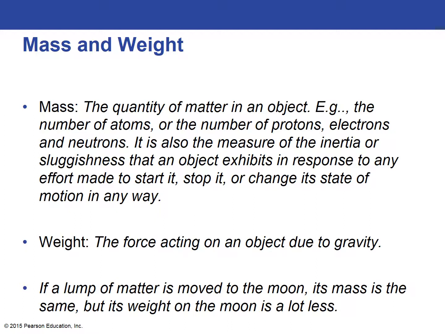So if I take this same lump of matter to the moon, we can say that it's got the same number of atoms and molecules in it, and therefore it has the same mass. But because the moon is so much lighter or less massive or smaller than the Earth, the weight of the object is much less on the moon. So, in that sense, if we went to the moon, the conversion from weight to mass would not be the same as it is on Earth.